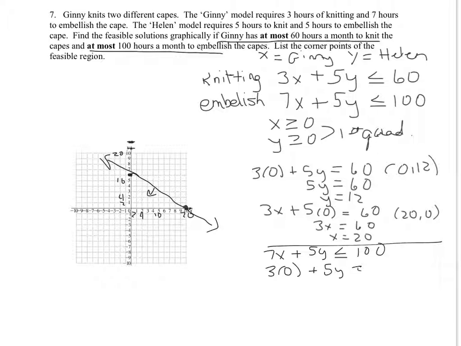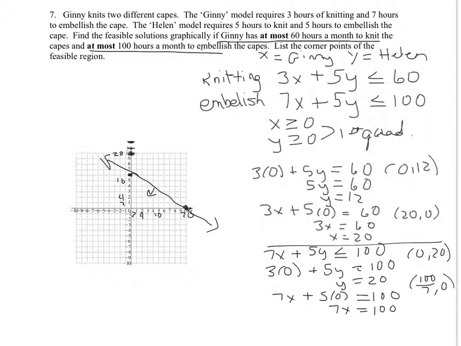because if I put in 0 for x, I have 5y equals 100. So y is going to equal 20. And that tells me 0, 20 is on my graph, which is going to be right up here since I changed my scale. Now, my x-intercept, because 5 times 0 is 0, is going to be the one that's fractional. And I'm going to get 100 over 7, comma 0.